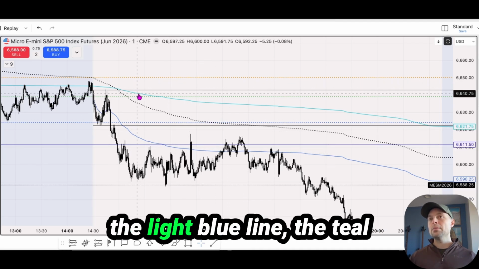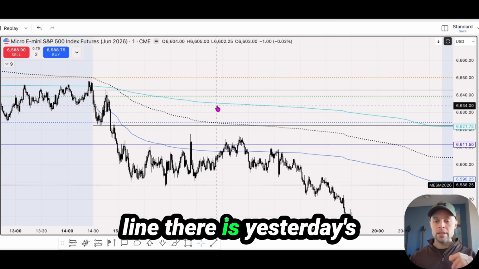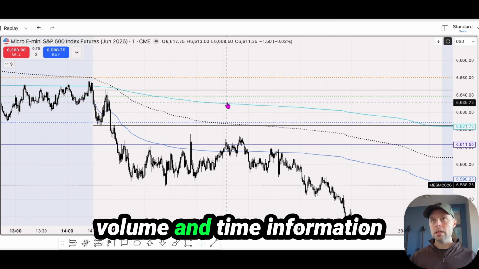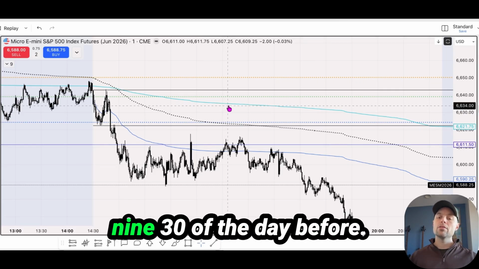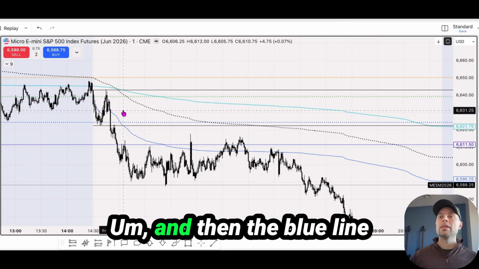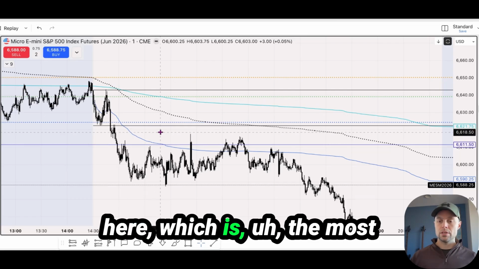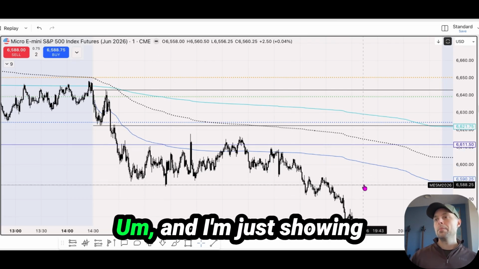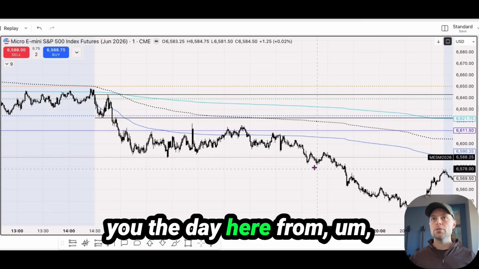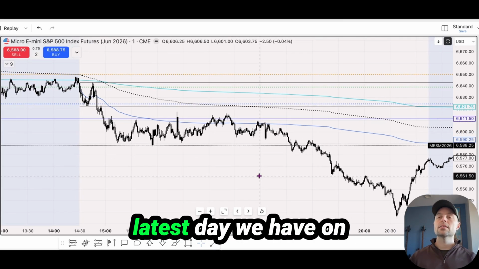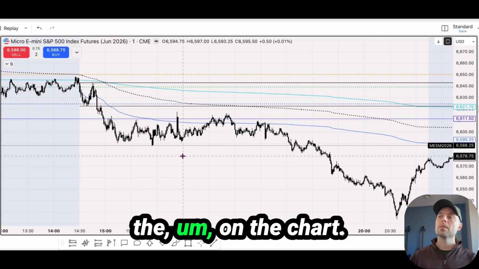And the light blue line, the teal line there, is yesterday's New York session VWAP that carries some more volume and time information because it's anchored at the 9:30 of the day before. For Mondays, that would be the Friday. And then the blue line here, which is the most essential one, the current New York session VWAP. And I'm just showing you the day here from Friday. Today's Sunday, so this is just the latest day we have on the chart.